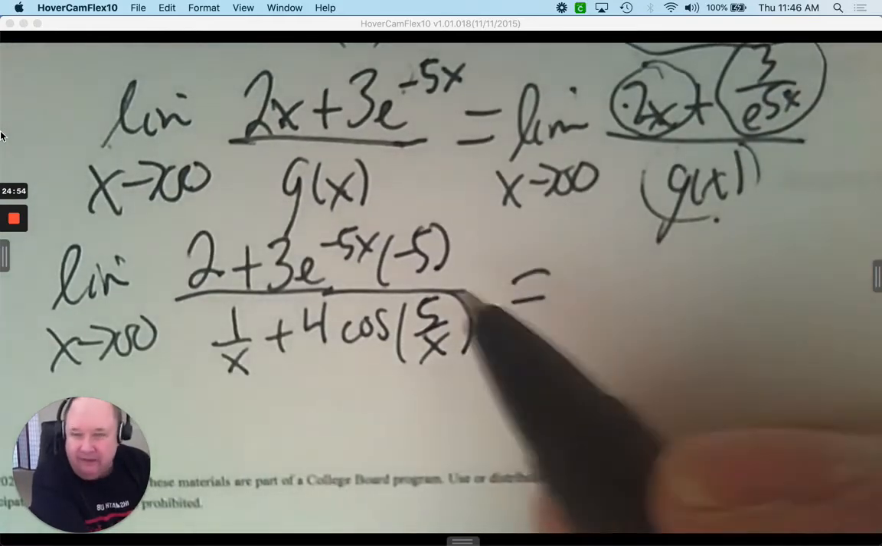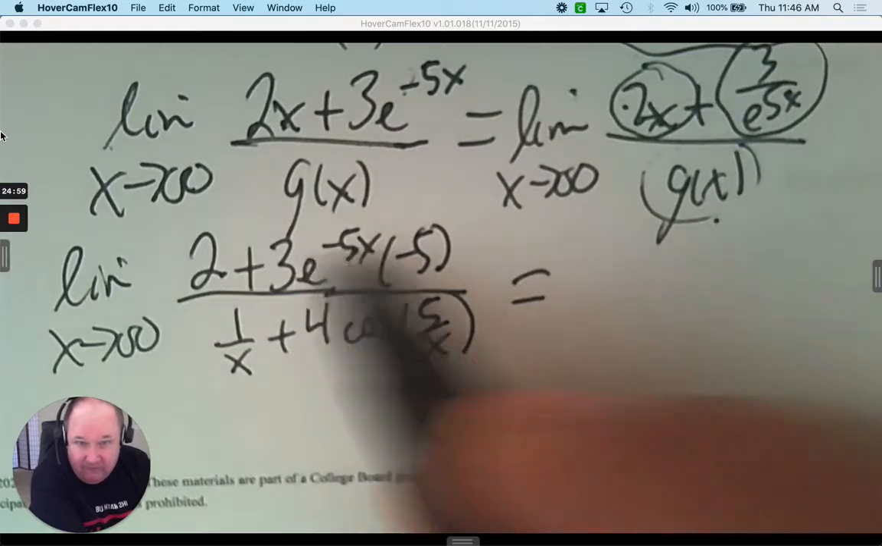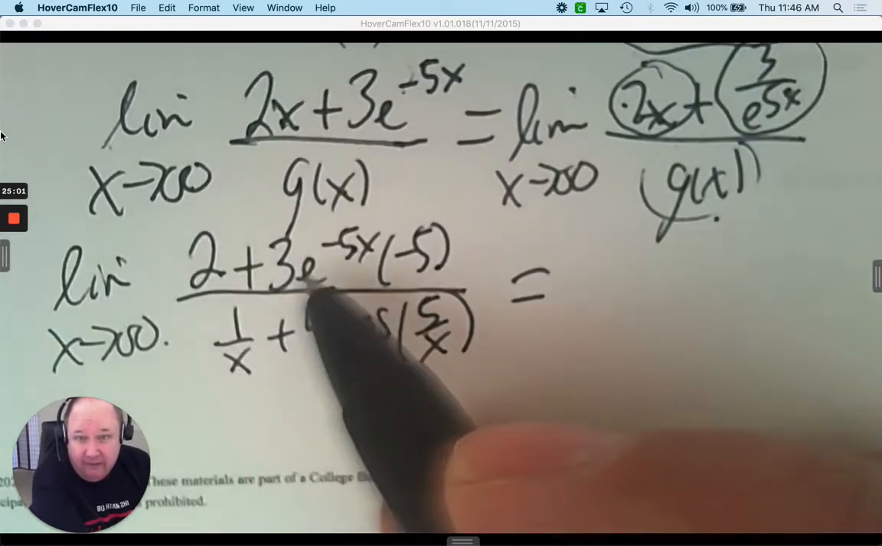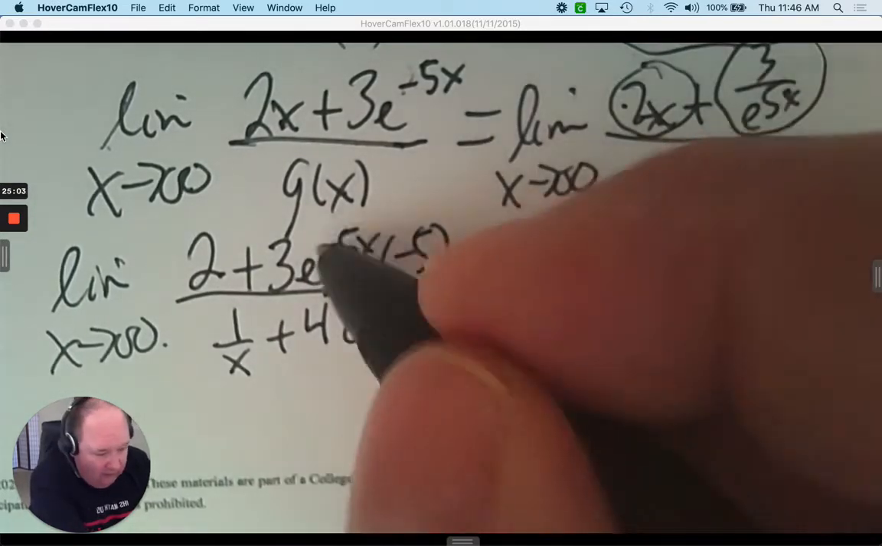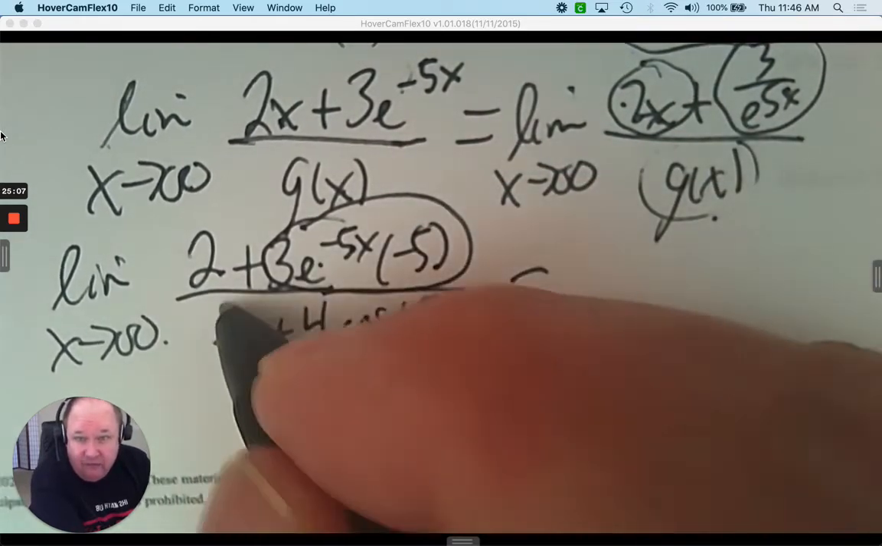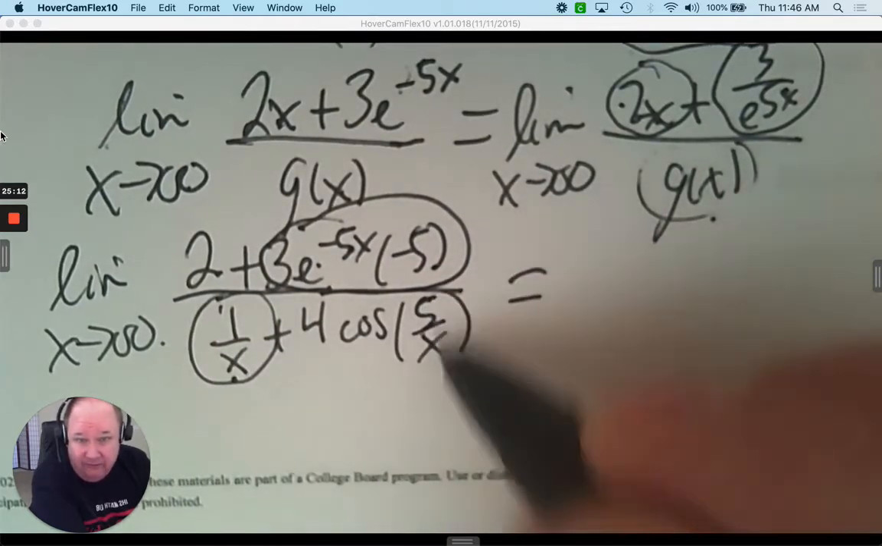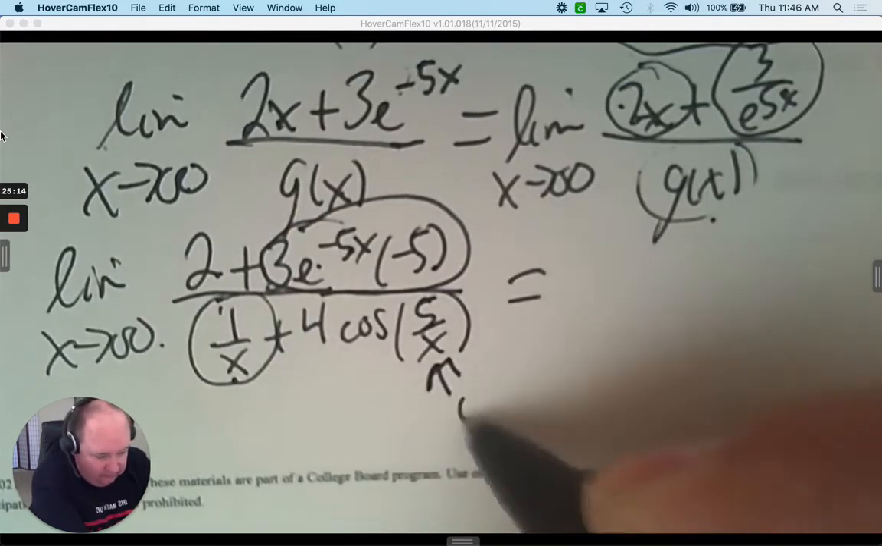So now we need to conceptually understand what's happening here. I see a negative exponent. This is a fraction. And as you plug in large numbers into the denominator, all of this is going to 0 because of that fraction. I see 1 over x. All of this is going to 0. I see 5 over x. This is going to 0.